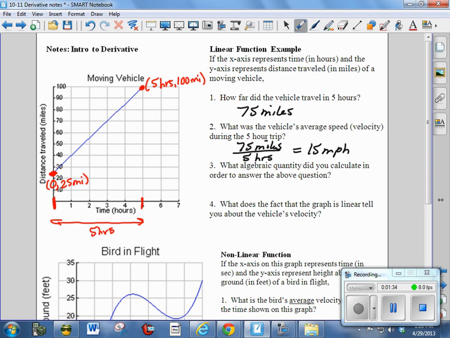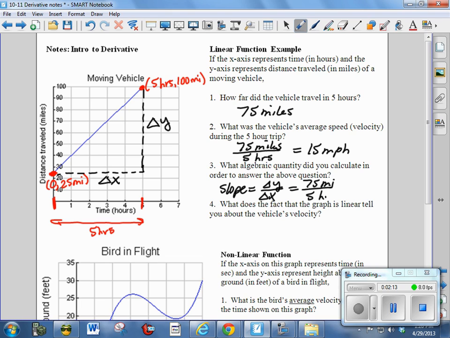Now, what algebraic quantity did you calculate in order to answer that question? Anytime I ask one of these questions, you can pause and see if you can answer it before I answer it. If we look at the graph here, what we did is we looked at the change in the y value, where delta means change in y, divided by the change in x. If you remember from algebra, that's the quantity slope. Slope is equal to change in y divided by change in x, in this case 75 miles over 5 hours.